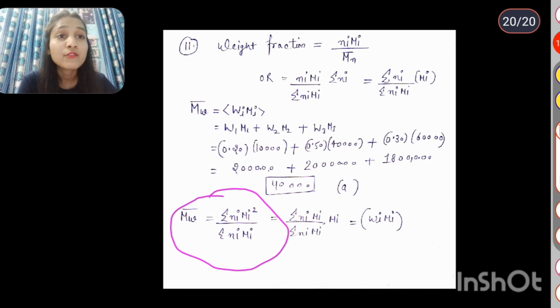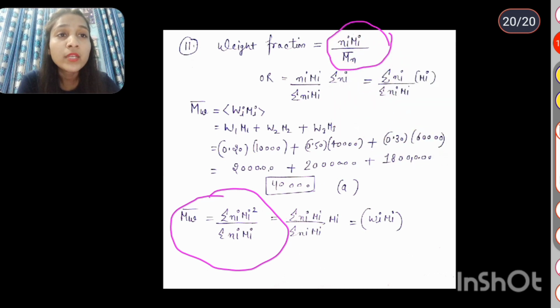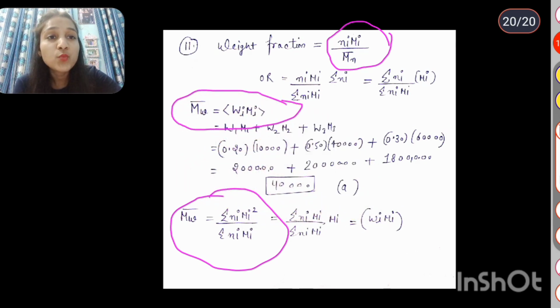वेट फ्रैक्शंस. फॉर वेट फ्रैक्शन यू हैव टू लर्न दिस वन, Ni Mi upon Mn, where Mn is the number average molecular mass, and number average molecular mass is equal to sigma Ni Mi upon sigma Ni. You very well know about this formula. So after rearranging, we come to a new formula, that is weight average molecular mass is equal to summation of Wi and Mi, where Wi is the weight fraction. So W1 M1 plus W2 M2 plus W3 M3.